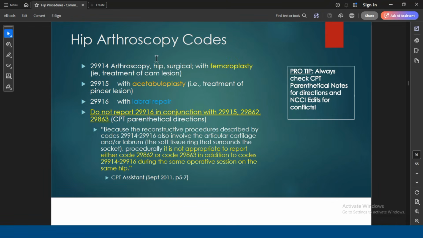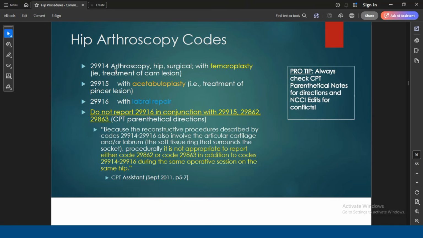Next we have hip arthroscopy codes. 29914, arthroscopy hip surgical with femoroplasty, treatment of cam lesion. 29915, with acetabuloplasty, treatment of pincer lesion. 29916, with labral repair. As we have discussed, cam lesion is related to femoroplasty, or the femur. Pincer lesion is related to the acetabulum, so acetabuloplasty.